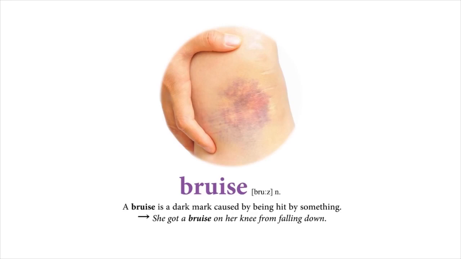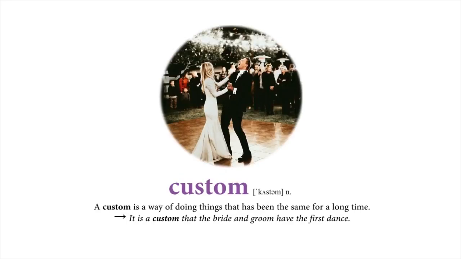Bruise. A bruise is a dark mark caused by being hit by something. She got a bruise on her knee from falling down. Custom. A custom is a way of doing things that has been the same for a long time. It is a custom that the bride and groom have the first dance.